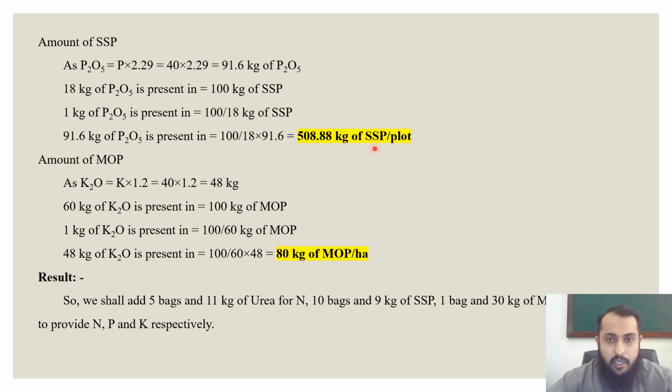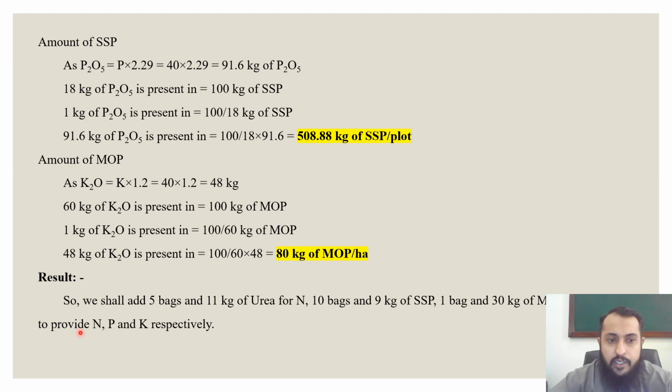In the case of MOP, before calculation we should convert the required amount of potassium into K2O by multiplying with the factor of 1.2. So it is equal to 48 kilogram per hectare. Again, 60 kilogram of K2O is present in 100 kilogram of MOP. 1 kilogram of K2O is present in 100 divided by 60 kg of MOP, and 48 kilogram of K2O is present in 100 divided by 60 multiplied by 48. So 80 kilogram of MOP per hectare should be required.